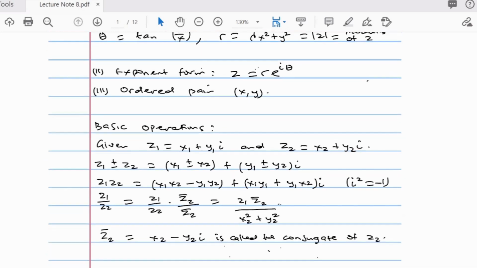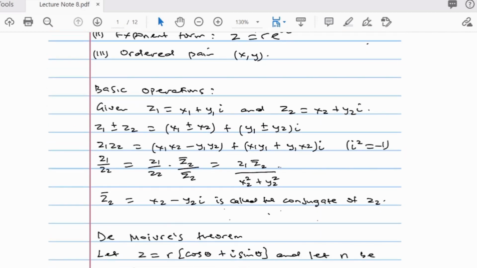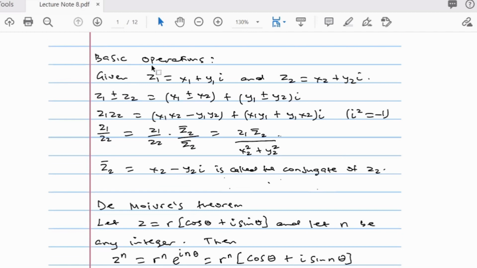This is basically a recap of what you know in your Math 141, which I believe will help you in the calculus of residues. If you are given two complex numbers, the first complex number and the second complex number, and you want to add or subtract them, you add the real parts together, and you also add the imaginary parts together. If you want to multiply z1 and z2, this is the product, where i squared is equal to minus 1, since i is the square root of minus 1.